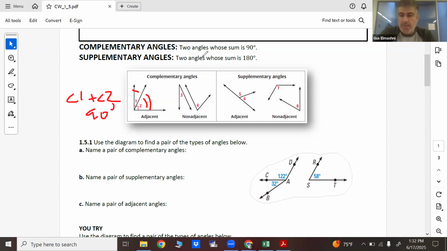And examples of complementary and supplementary are shown in the diagrams below. When they're right next to each other, for a complementary adjacent pair, they add up to 90 because they form a right angle. For supplementary adjacent, obviously they're forming a line. So of course you get 180 there.